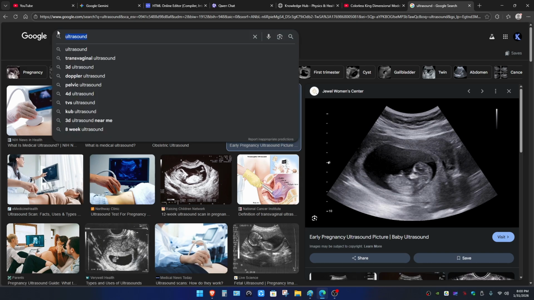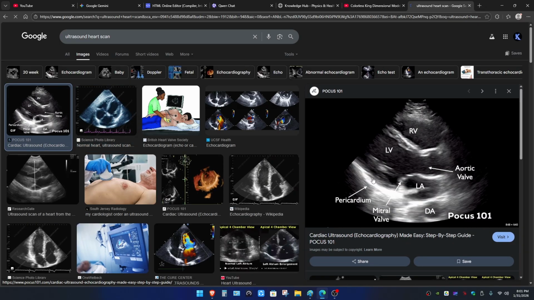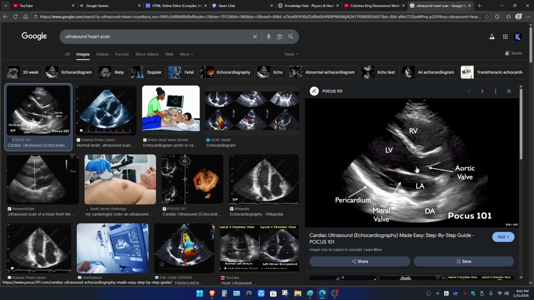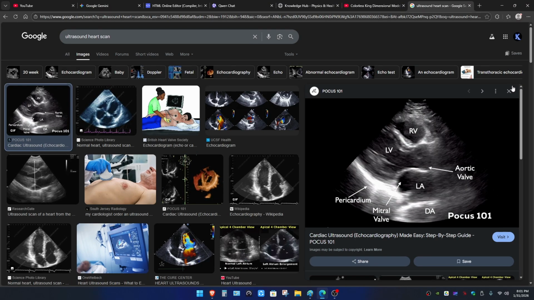I did an ultrasound test on my heart. Ultrasound heart scan. So this basically allows us to see if the heart is working properly or not. I did this because I take steroids as testosterone replacement therapy, so I need to check my heart sometimes.